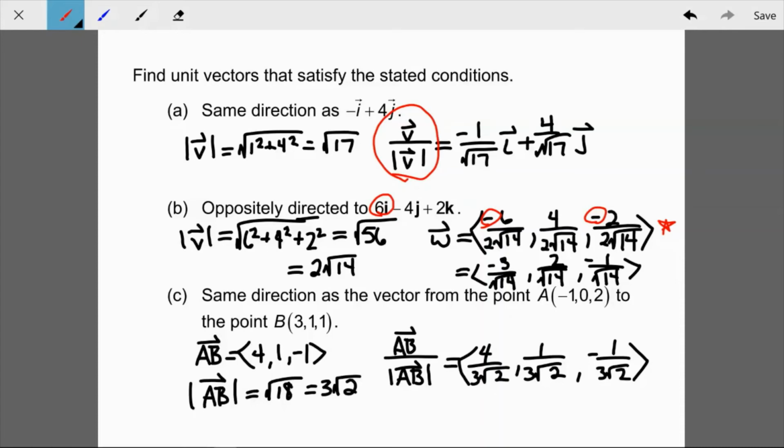All right, and then the third question here, they want us to have the same direction as the vector from the point A to B. So this is similar to that problem we did a few minutes ago. So I found the vector AB. I just did x2 minus x1, y2 minus y1, and z2 minus z1. But I got this vector AB here. And now I just need to find the unit vector. So I found the length of it. It was square root of 18 or 3 root 2, and then just divided each component by the magnitude. Okay, so again, very, very simple stuff.